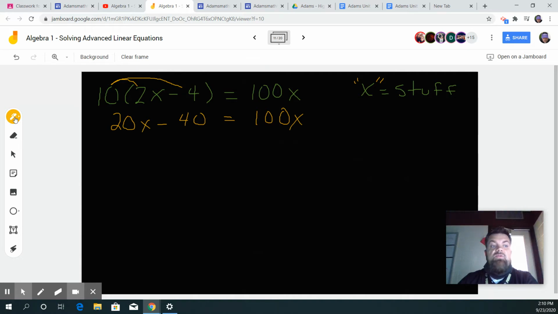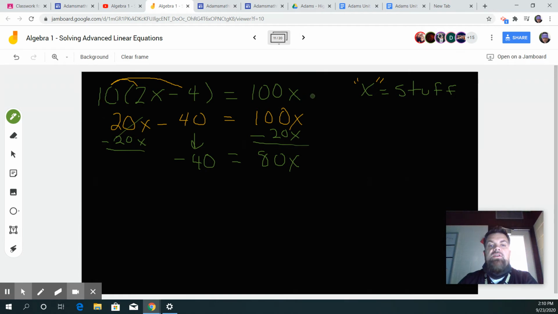You're suggesting move the 20x, which is correct. Why did you say move the 20x? Because it's smaller. Because it's smaller. If we choose the smaller of the two, when I move it, I end up with a positive x value. In other words, 100 minus 20x is a positive 80x. That's good. Now, 20 minus 20 over here is 0 times x, and I'm just going to drop the negative 40 down here.